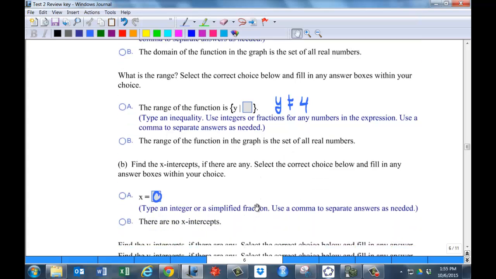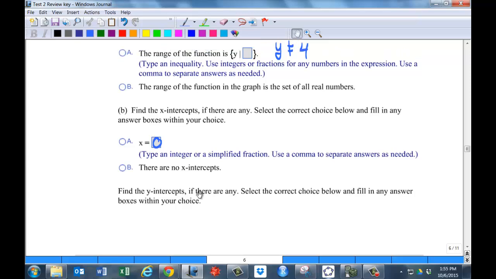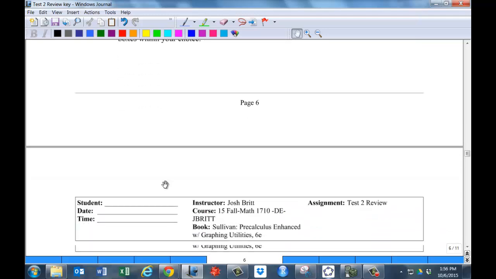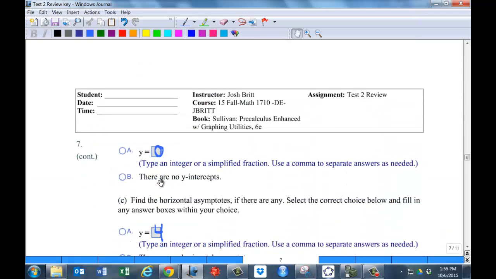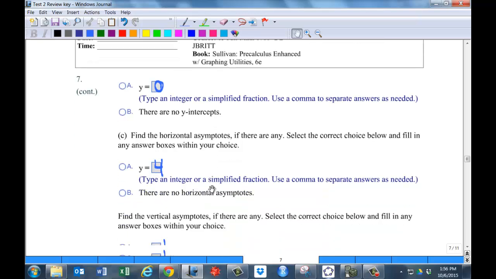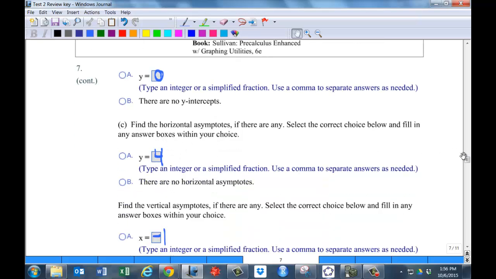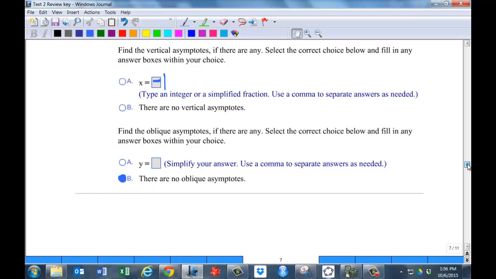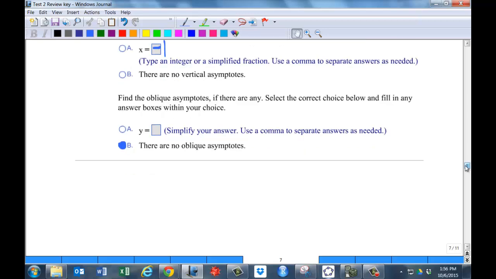Now the x-intercepts and the y-intercepts, well, there's only really one. X-intercept occurs at x equals 0, and then the y-intercept occurs also at y equals 0. Horizontal asymptote, if you look back up at the graph, occurs at y equals 4, and the vertical asymptote will be x equals minus 1. And there are no oblique asymptotes, so you don't have to worry about that.